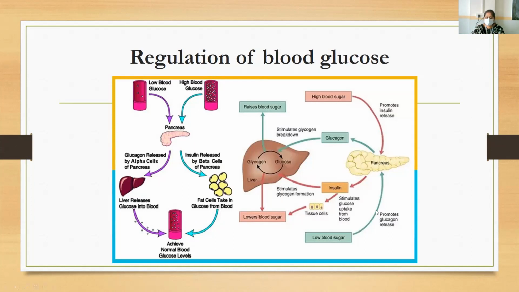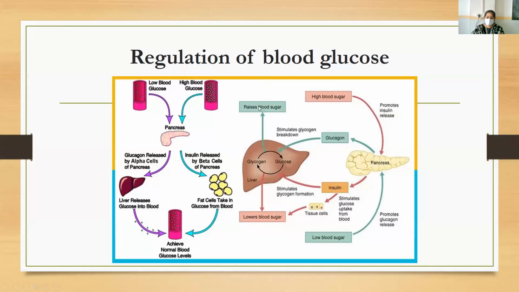Now, if you see the right side diagram, this is very interesting. You can see the pancreas and the liver. They are two different organs, but they communicate with each other, and depending upon the need of the cell, they both take their action. When you have a high blood sugar, the peach color block, you follow the red arrow. The pancreas secretes insulin. What does insulin do? It stimulates glucose uptake from the blood, and it is transferred to the liver where glycolysis takes place, and it lowers the blood sugar.